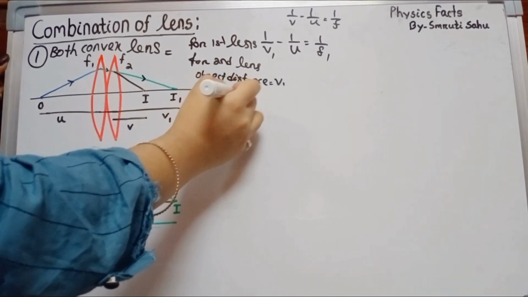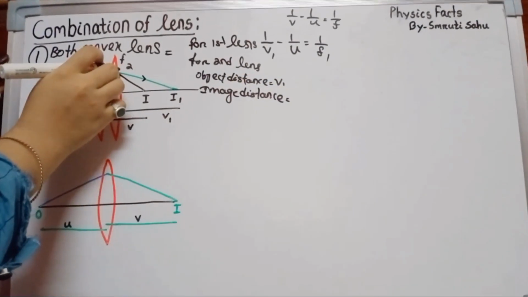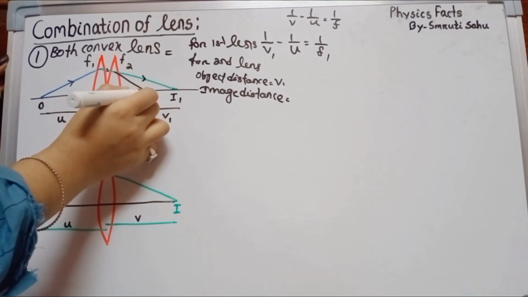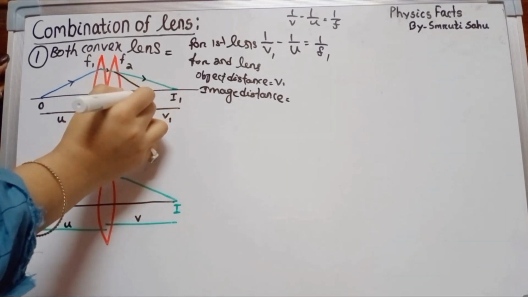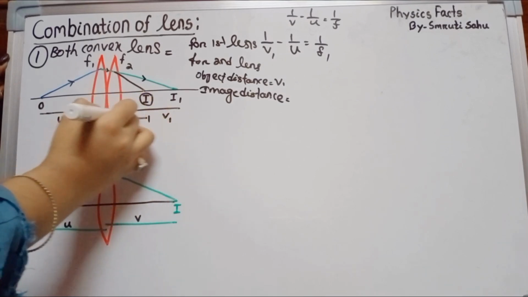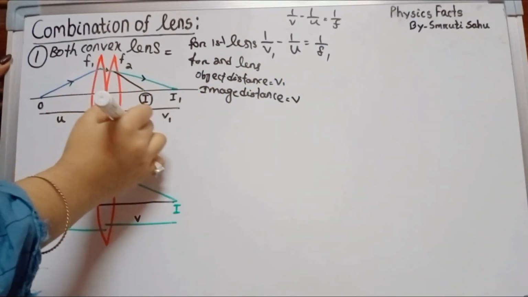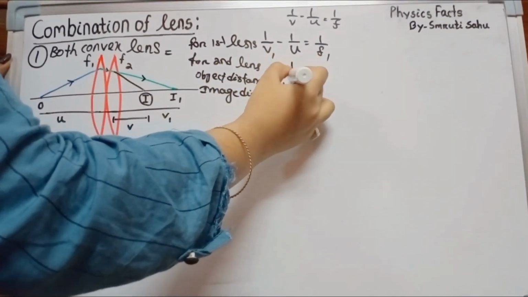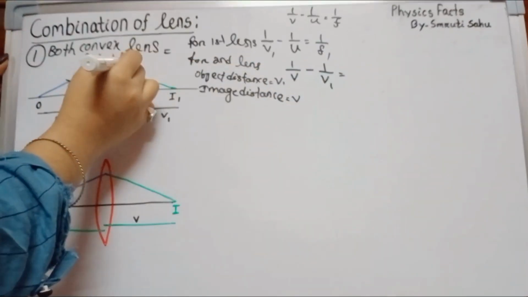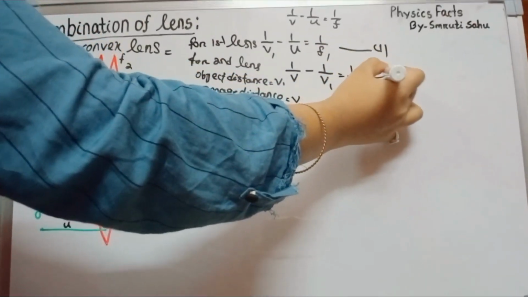Okay. So further in the second lens, deviation occurs. The ray deviates its path. So for the second lens, the image is produced here. Instead of I1, the image is produced at I. So this one is the final image distance. Okay, student. So for the second lens, what happened? 1 by v minus 1 by v1 equals 1 by f2. Okay. So take these as equation 1 and equation 2.